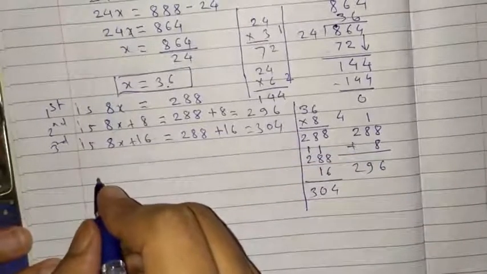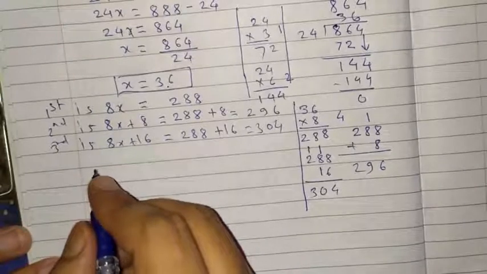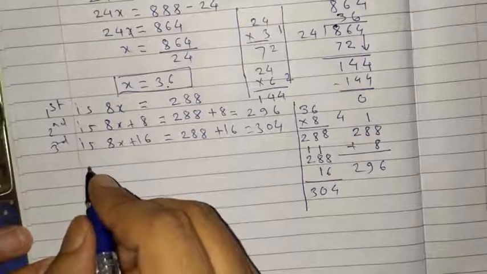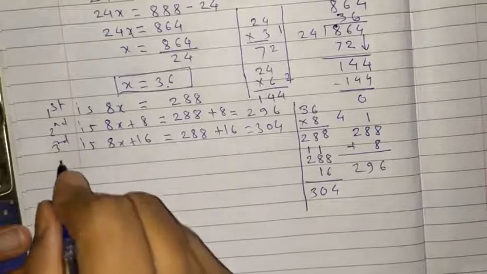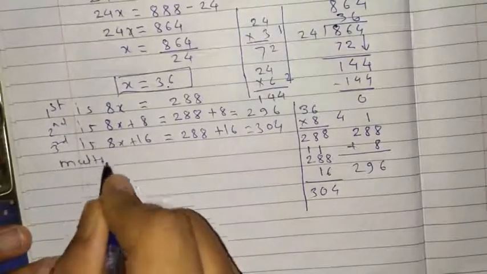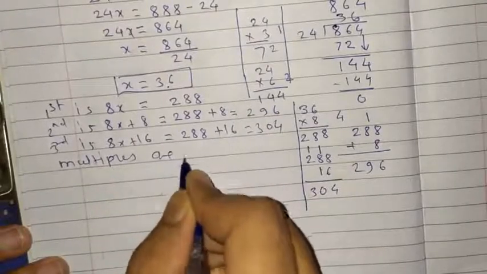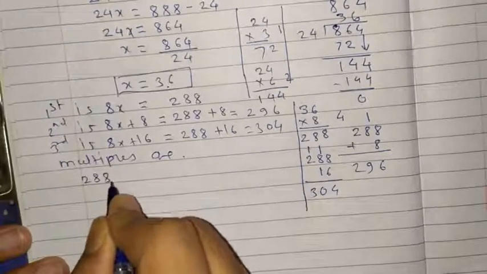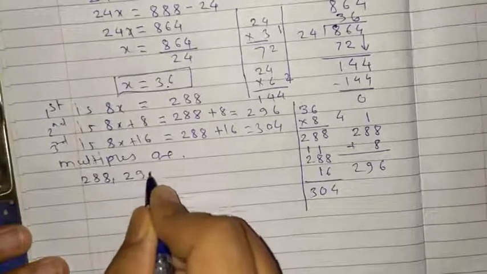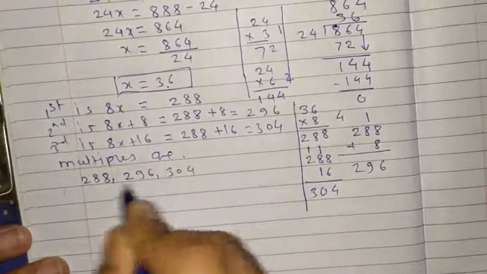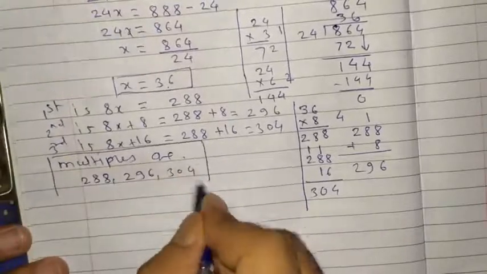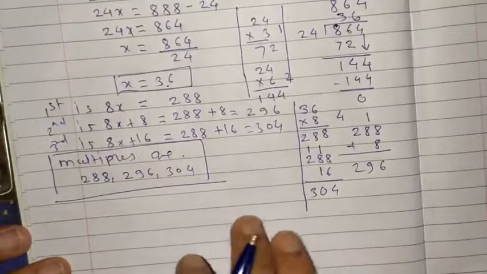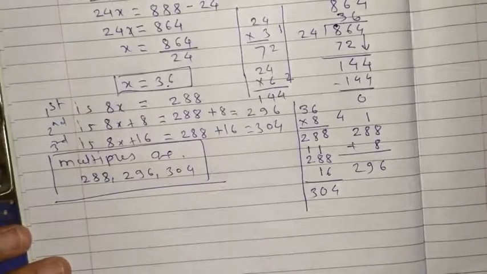So finally you can write consecutive. They are asking to find the multiples. The sum of three consecutive multiples is given, so find the multiples. You can write here, multiples are 288, 296, 304. So these are the multiples, and this is your answer. I hope you understood this answer. Now we will go to the next question.